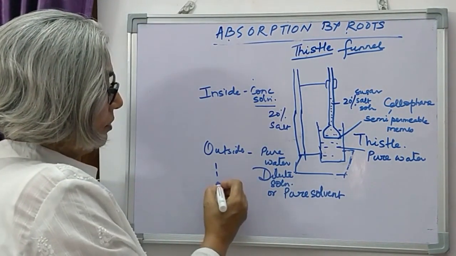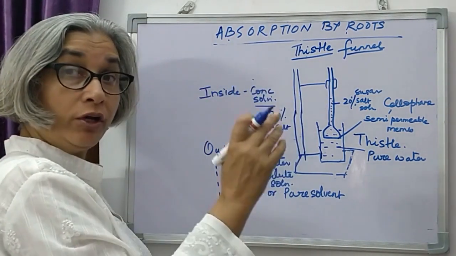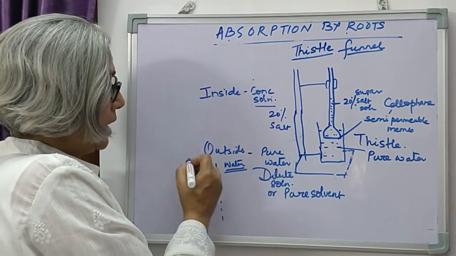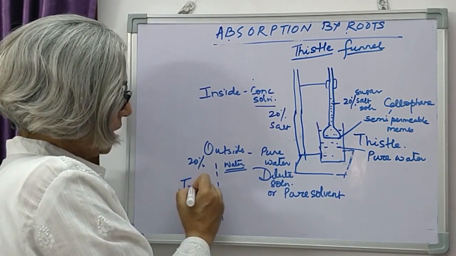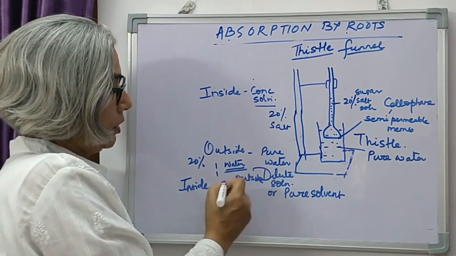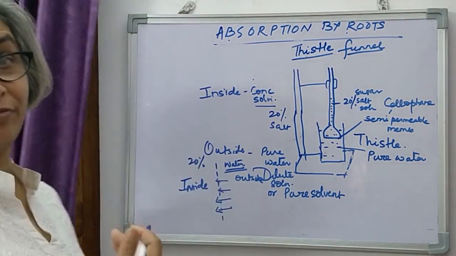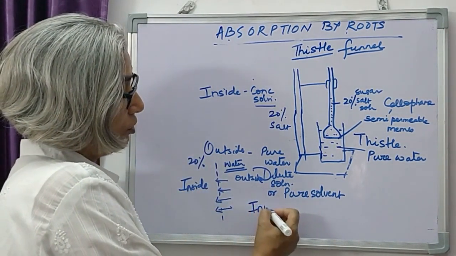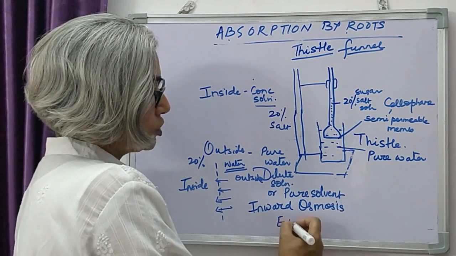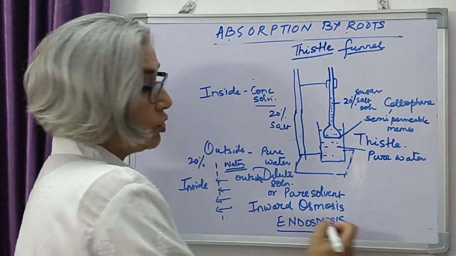Now, if you remember in the beginning I told you osmosis is movement of particles of water from where they are more. So, pure water has more water molecules, and here this is inside of the cell having 20% salt or sugar solution. This is outside of the cell having pure water. So, water will move from outside to inside. This inward movement or inward osmosis is called endosmosis.